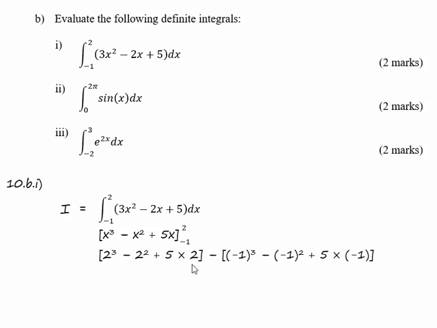So all of the x's replaced by 2 is that expression, minus all the x's replaced with minus 1 is that expression. 2 cubed is 8, 2 squared is 4, 8 minus 4 is 4, 5 times 2 is 10, so this bracket becomes 14. Minus 1 cubed is minus 1, minus 1 squared is 1, but I have a minus there, so that's minus 2. 5 times minus 1 is minus 5, so this bracket becomes minus 7. So I've got 14 minus minus 7 gives me an answer of 21.